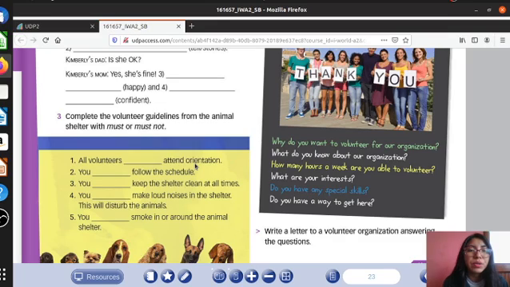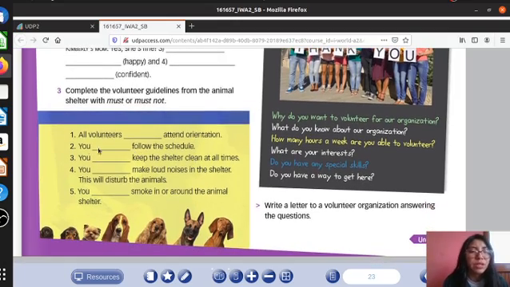What do you use, must or must not? That's right, must. All volunteers must attend orientation. Okay, that is an obligation, a positive obligation, a rule. You follow the schedule. What do you use? That's right, you must follow the schedule. That is a rule. You keep the shelter clean at all times. That is correct. You must keep the shelter clean.